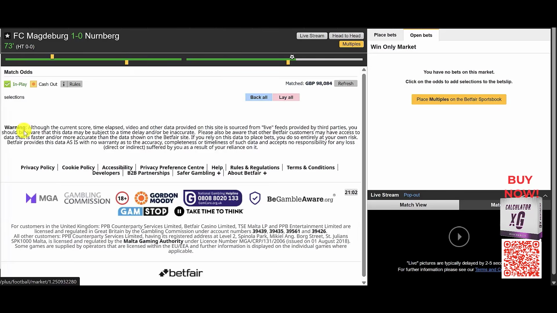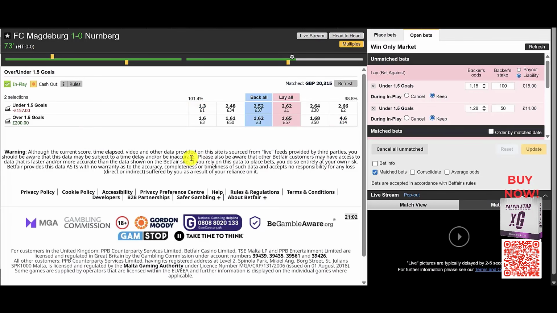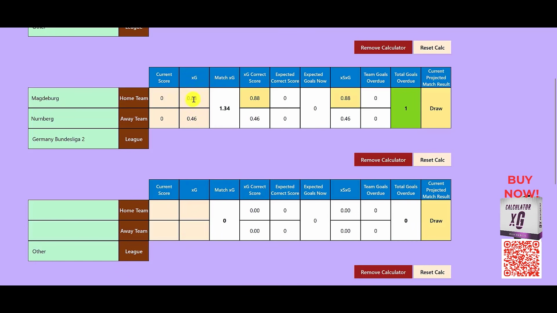So anyway, let's see how the goal markets look at this precise moment. If I can. Well, while we're waiting for this to fix up, let's have a look at the data. So I've updated the latest XG. We're now going to just change the correct score on this. So interesting, we've got no more goals overdue. So we're right where we should be with the goals.